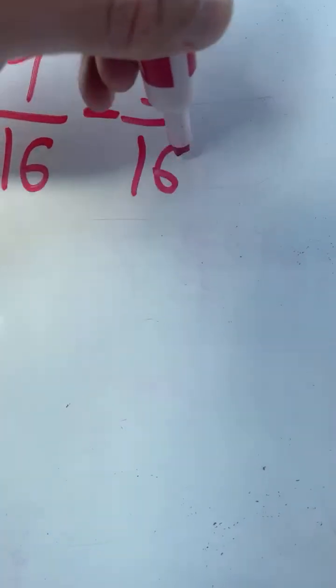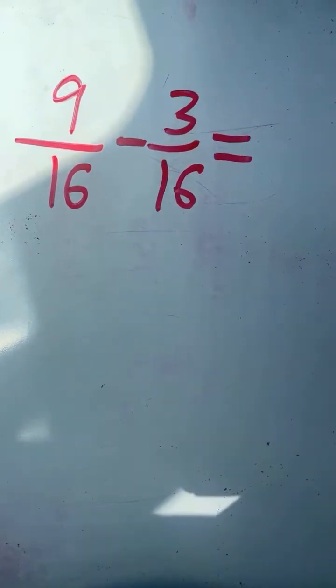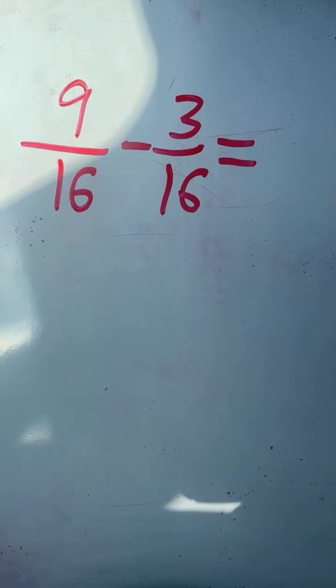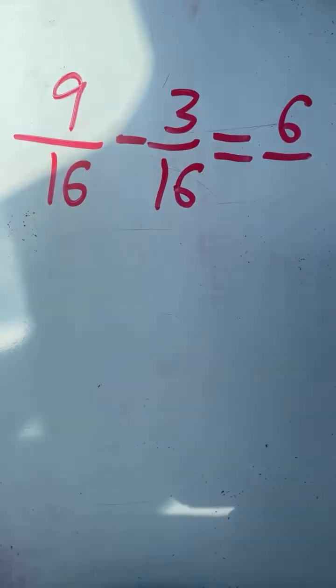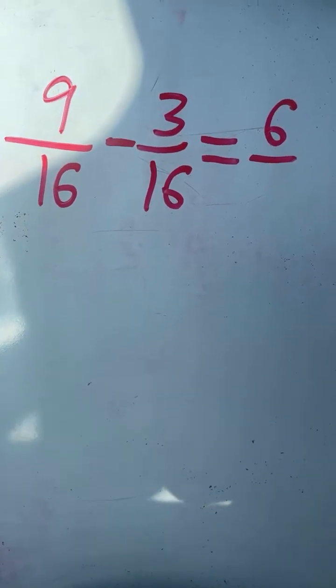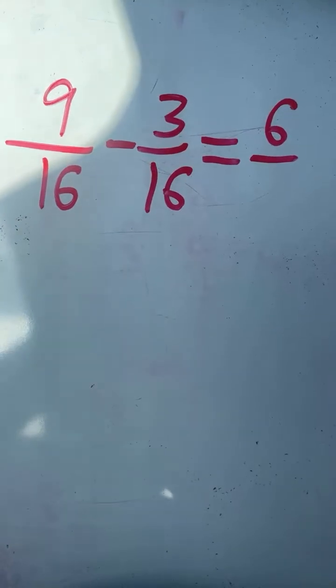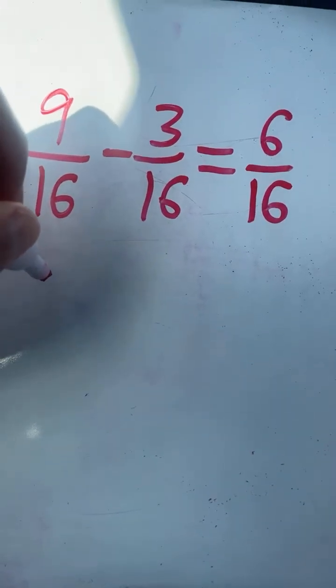9/16 minus 3/16. So step one, we subtract our numerators. 9 minus 3 equals 6. Step two, we keep our denominators the same. The denominator is 16. For both fractions we're subtracting, it's going to be 16 in our answer. All right, next problem.